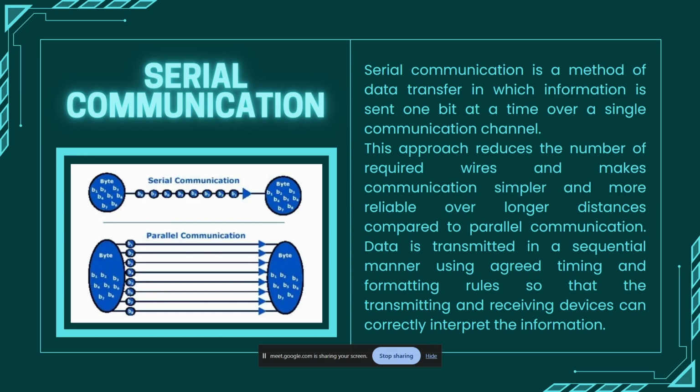For the rest of you, we send data offline one by one using wires. So this approach reduces the number of required wires and makes communication simpler and more reliable over longer distances compared to parallel communication. What is parallel communication? The 7-segment display thing. You use 8 pins to communicate the status of 8 LEDs, but here you rather use one single wire to tell you the state of all LEDs.